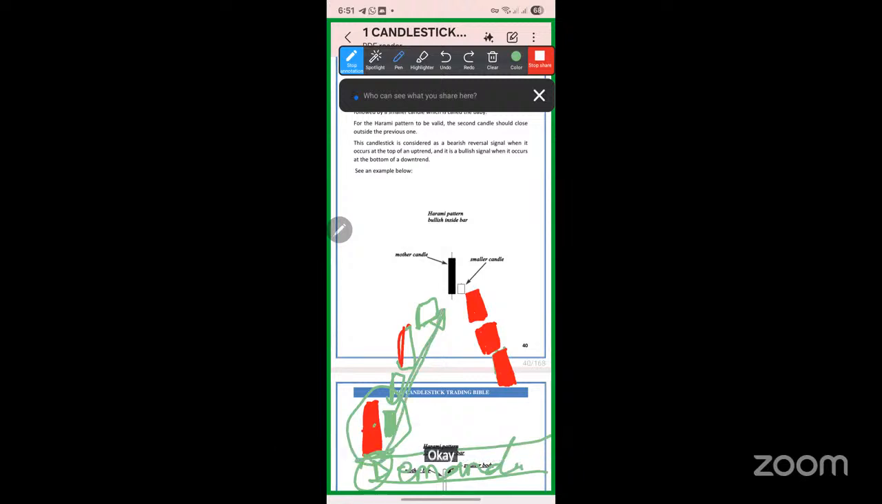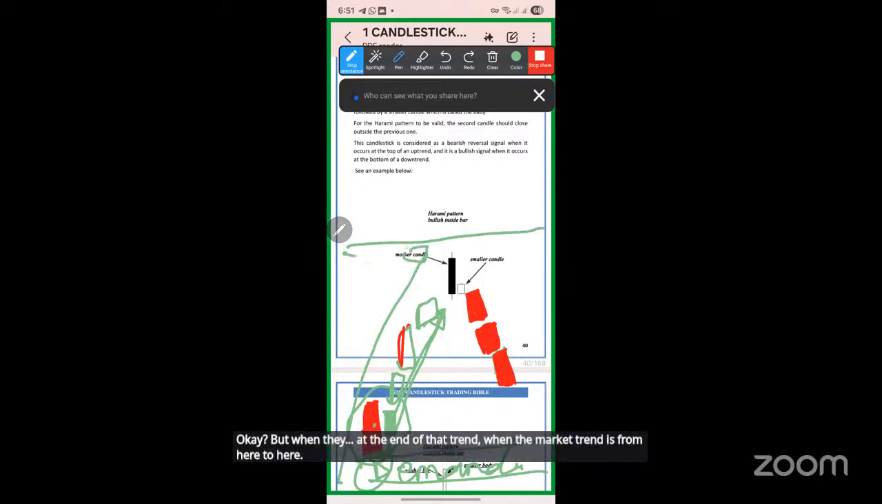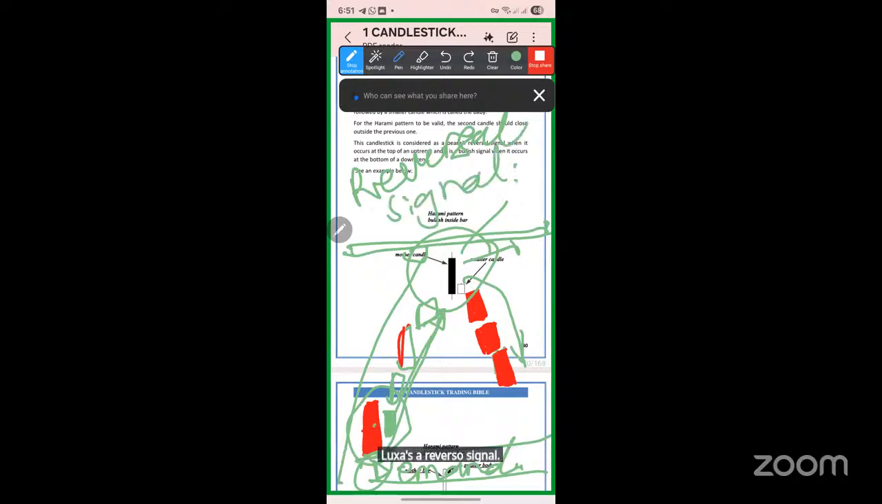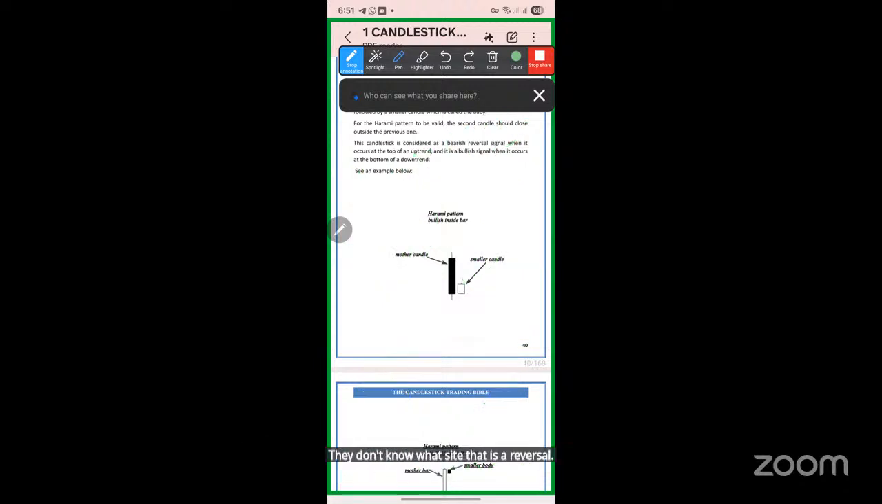But at the end of that trend, when the market trend is from here to here, we come here at the end of the upward trend. When it comes to the end of the upward trend, you find the same pattern forming. Then the market goes down. It works as a reversal signal to the downward side.